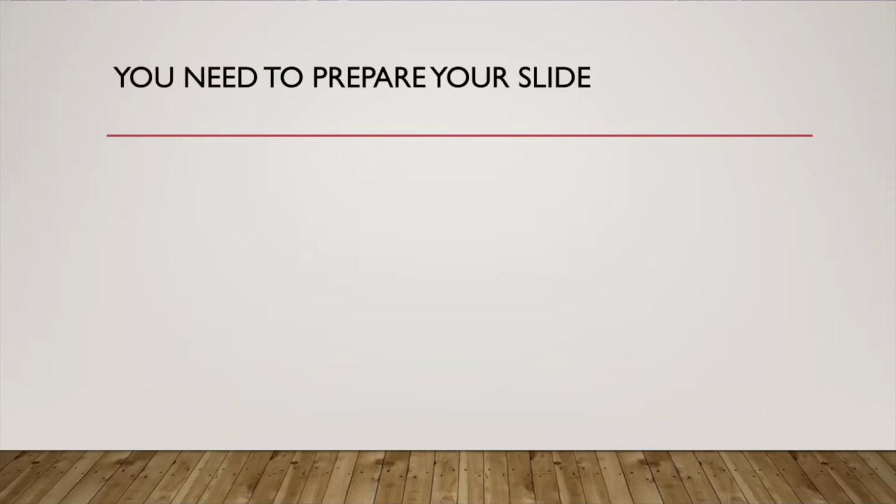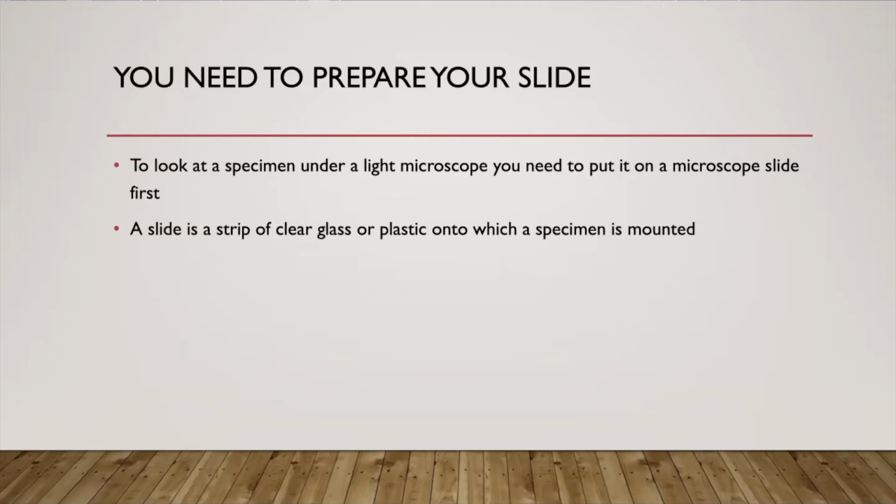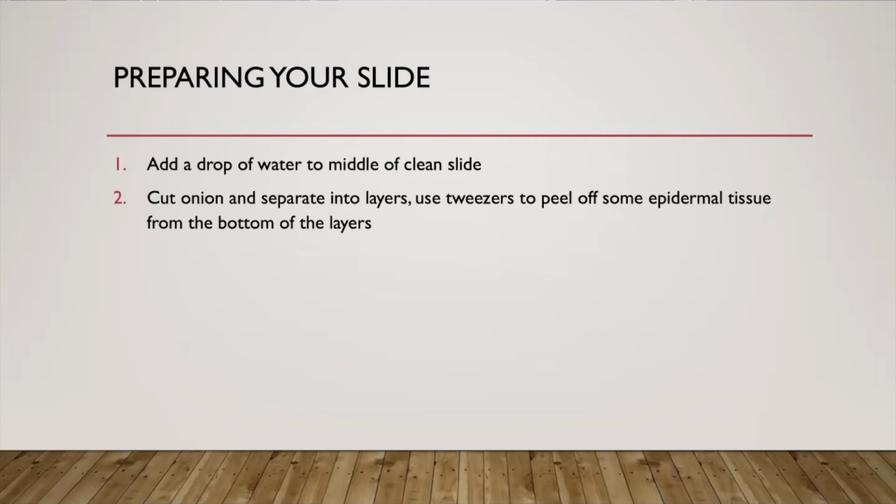You need to prepare your slide. So to look at the specimen under a light microscope, you need to put it on a microscope slide first. A slide is a strip of clear glass or plastic onto which a specimen is mounted. So to prepare your slide, you add 1 drop of water onto the middle of a clean slide. You cut an onion and separate it into layers. Use tweezers to peel off some epidermal tissue from the bottom of the layers. Place the epidermal tissue onto the water of the slide.